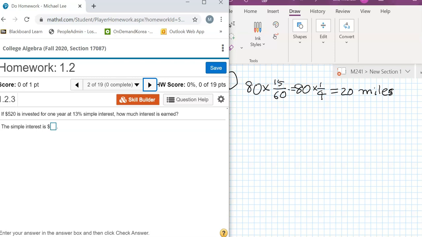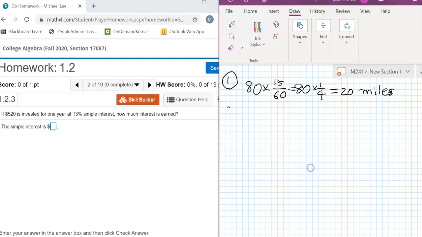Number two, if $520 is invested for 1 year at 13% simple interest, how much interest is earned? So it is $520 times 0.13, okay? And then it comes out to be 67.60.